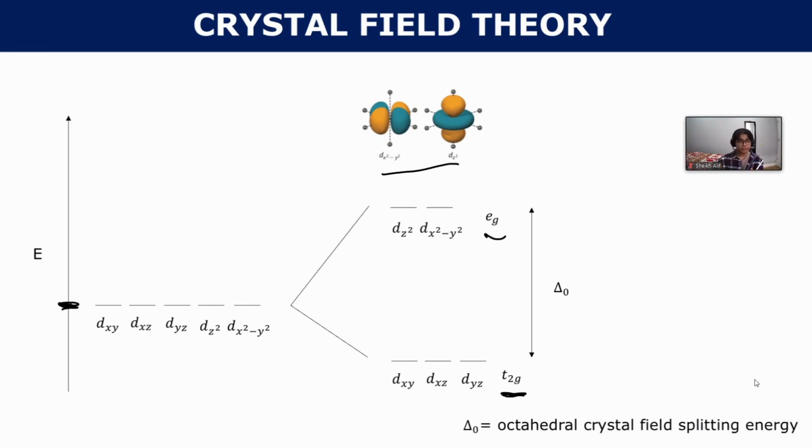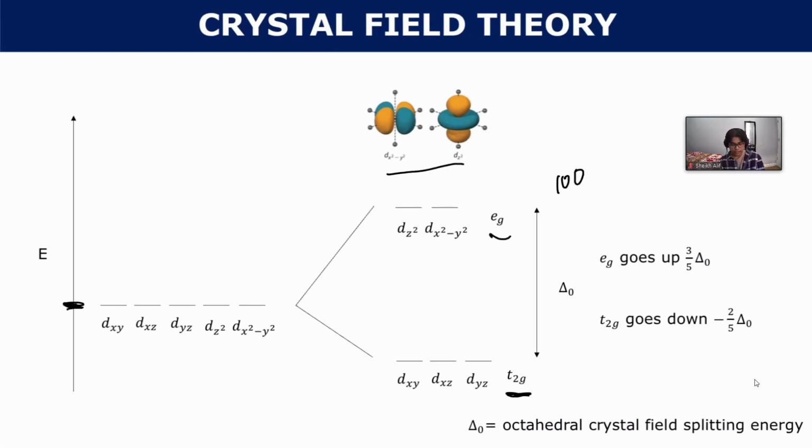So E naught is important because it tells you the splitting difference. Some might have small E naught values and some might have high E naught values. In octahedral crystal fields, the Eg goes up 3/5 of E naught. So if E naught was like 100, the Eg orbitals would have a 60 increase. These are just arbitrary numbers that I'm using for demonstration. And similarly, the T2g orbitals go down 2/5 of E naught. So they go down 40.